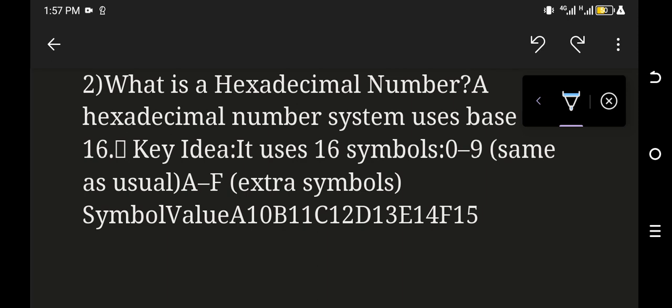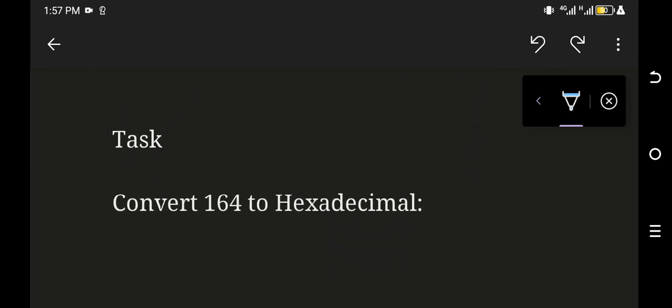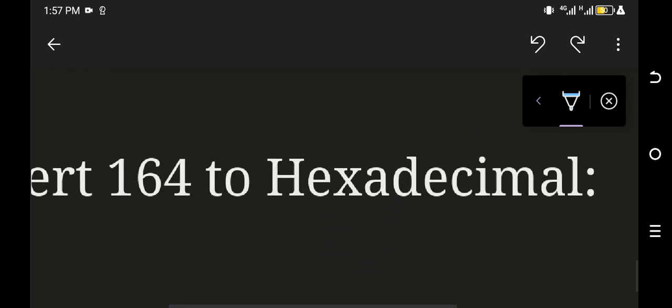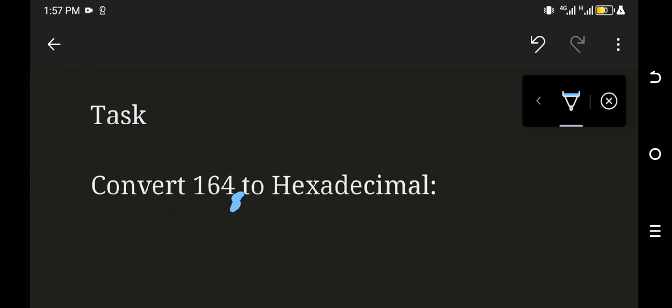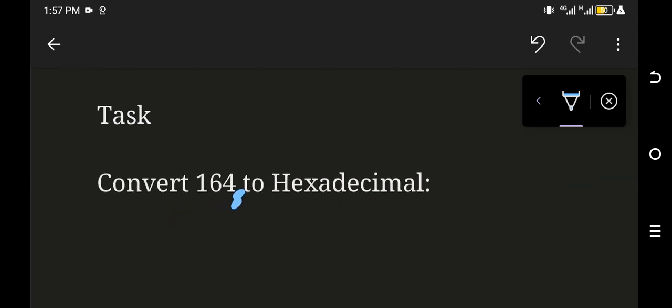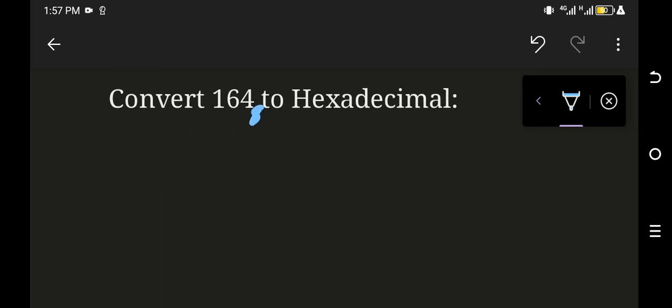So let us work out a simple task. Convert 164 base 8 to hexadecimal. The first thing you're going to do is write the digits separately: 1, 6, and 4.